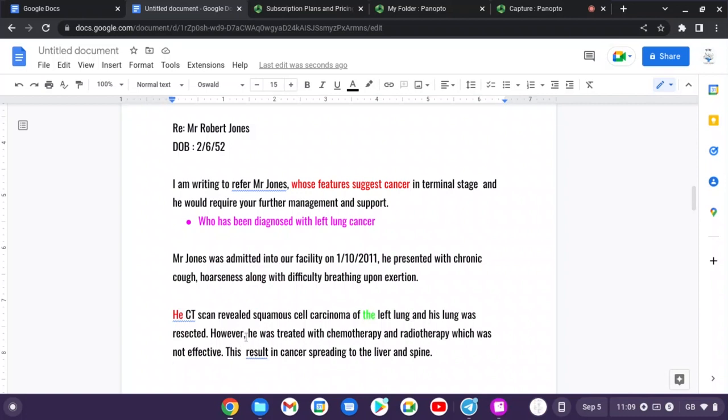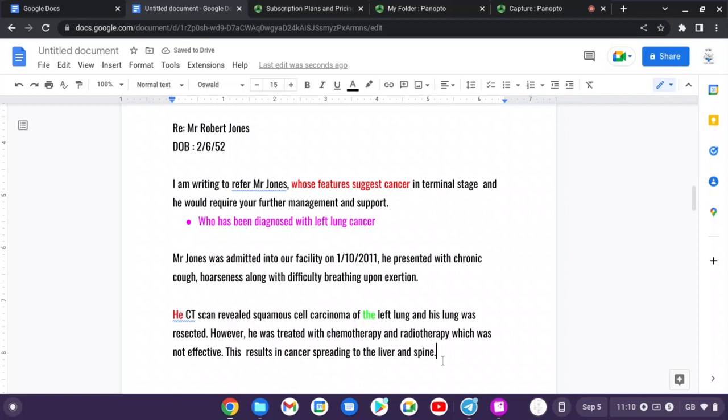However, the cancer was metastasis. That's why he was treated with chemotherapy and radiotherapy, which was not effective. The result is cancer is spreading to the liver and spine. So you have to write in the other way.